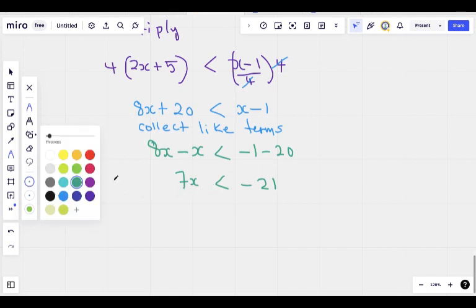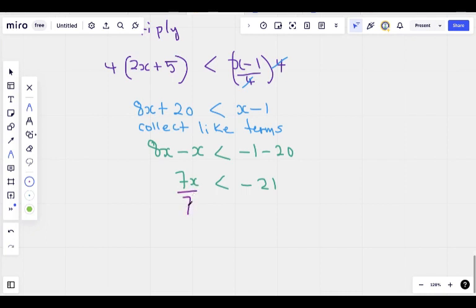So if you divide by 7, 7 will cancel out 7. Here, you divide by 7. So x remains only on the left. And then less than. What do you have here? Minus 21 divided by 7, we get minus 3.